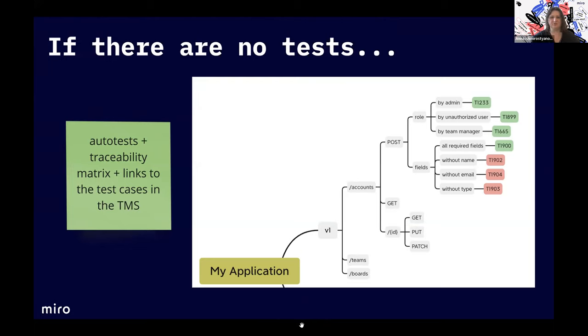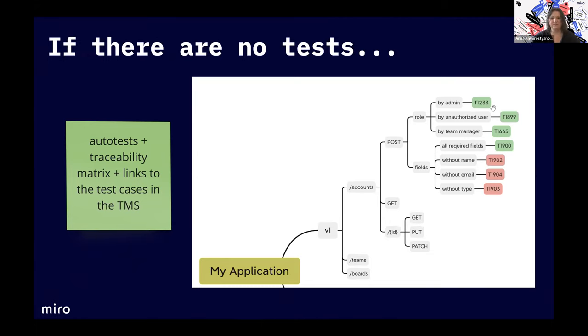You can use some proper, modern tooling, like mind maps, for example. Here I presented a short part of a real mind map. Of course, I renamed some things, but the logic is the same. So you have an application, you can have different versions like V1, V2, etc. You can store your endpoints here, accounts, team boards, your methods, maybe some additional parts of endpoints, and your test cases. And here you can manually, I would emphasize it again, manually.